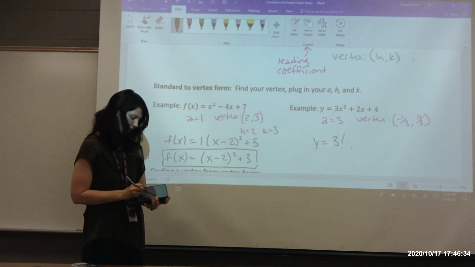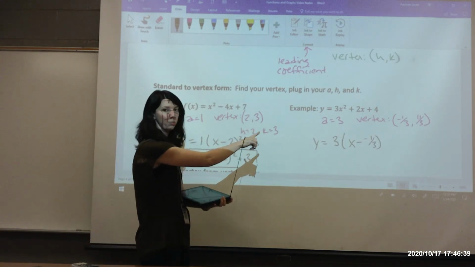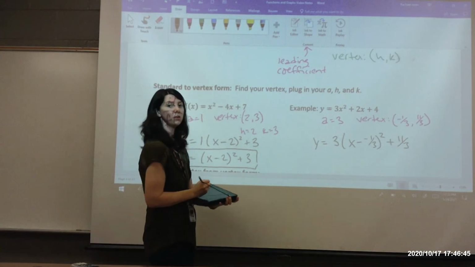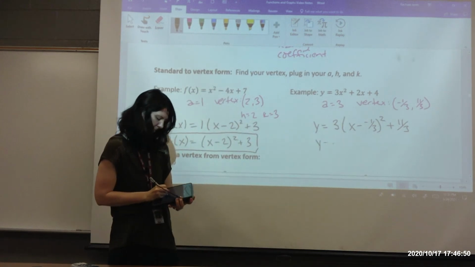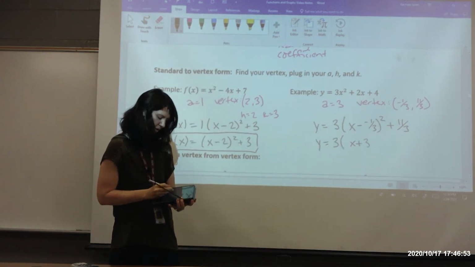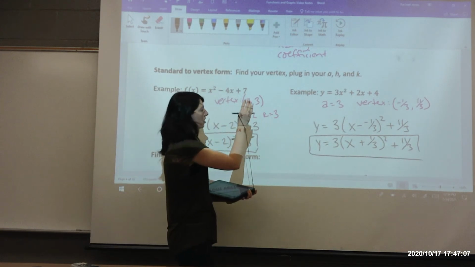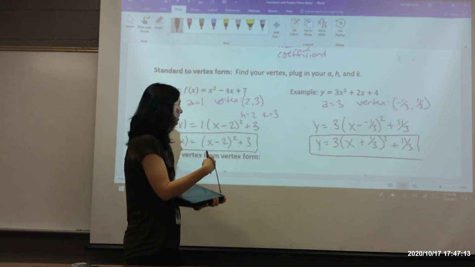A was 3, parentheses, x minus h. Notice h is a negative 1/3, so I put both negatives in there, squared, plus my k. Now I can clean this up a little bit because I don't want to leave this double negative. A negative times a negative is actually a positive. So that actually changes to an x, there we go, plus 1/3 squared. Because that negative is already existing in our equation, when you add in another negative, it actually changes to the opposite.